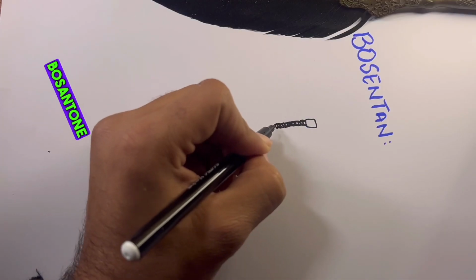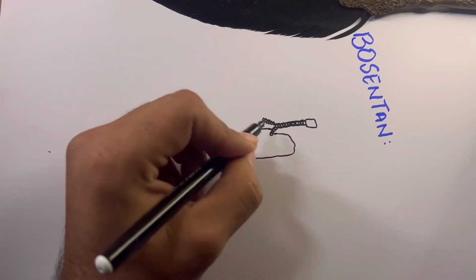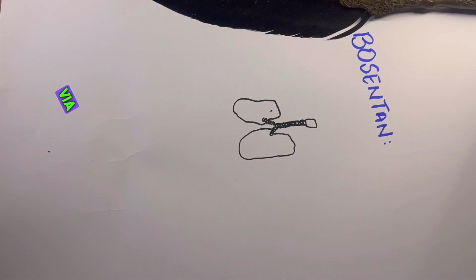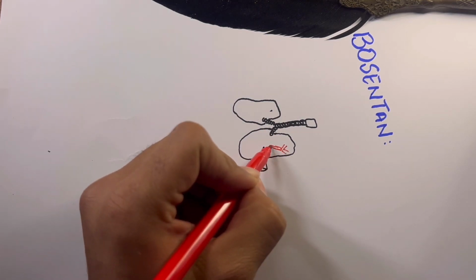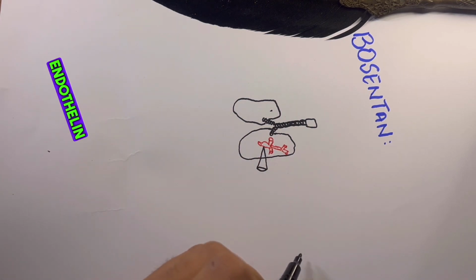The thing with bosantone is it mainly operates on our lungs. Our lungs are full of different types of vessels. These vessels undergo constriction via endothelin A and B receptors. So this specific medication acts as an antagonist to endothelin A.